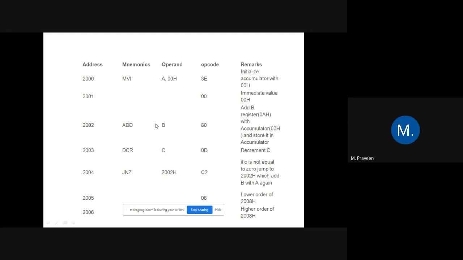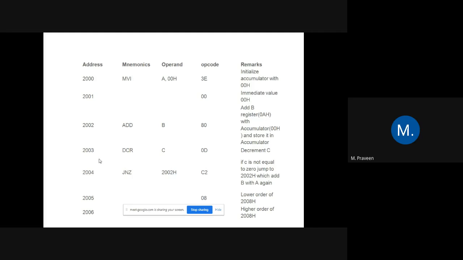So here already we have the instruction ADD B. Previously the A value was 0A, so now 0A will be added with B. Now B value is 0A, so 0A plus 0A will be added. So now you got a new answer, and that answer is moved to the accumulator. After moving the value, we again go for decrement C. Now the C value is 0A, so decrementing C by 1, we'll get 09.